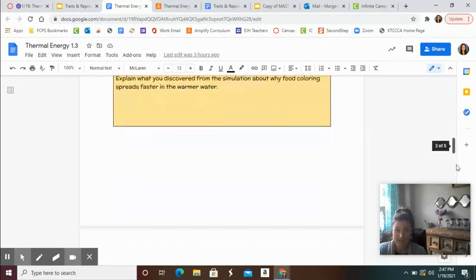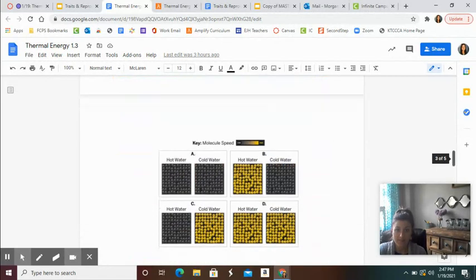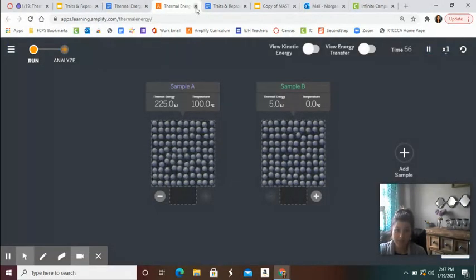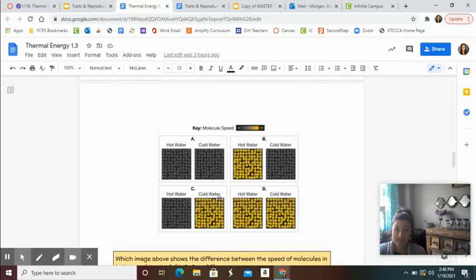And then down here, we're looking, and this looks similar to what our simulation had. And you can go ahead and close out your simulation if you would like to. We're not really going to use it anymore. But down here, we have A, B, C, and D, and these are showing hot water and cold water.